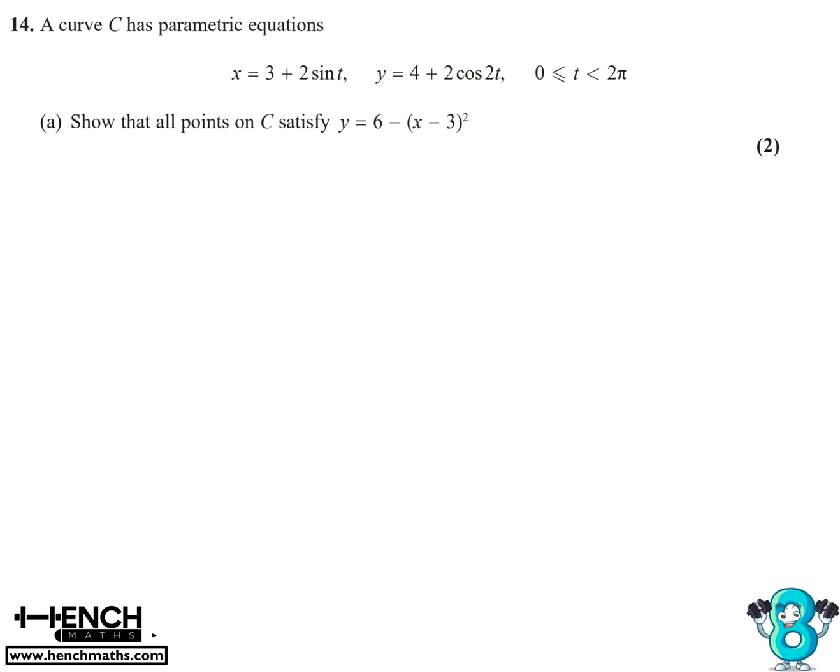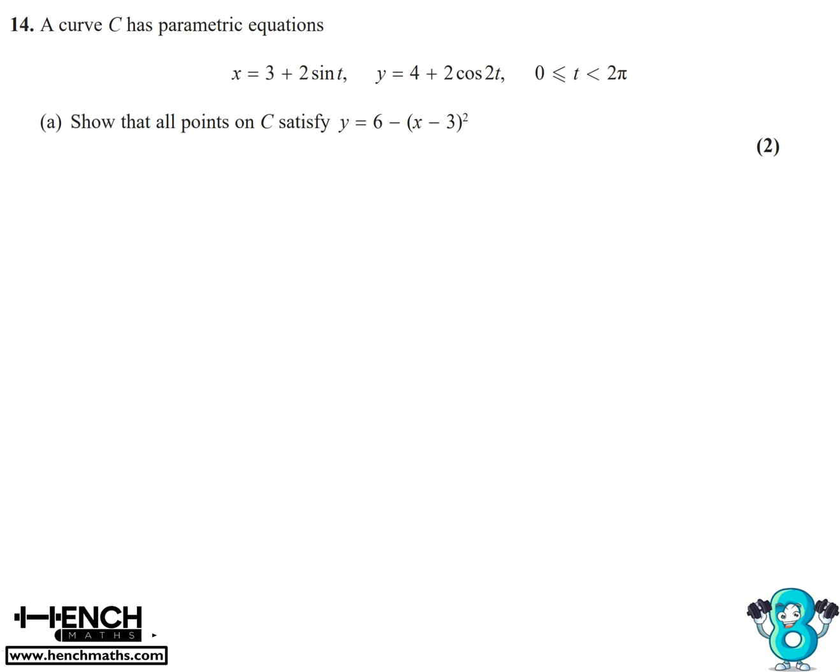Question 14. A curve C has parametric equations x equals 3 plus 2 sin t and y equals 4 plus 2 cos 2t, where t is greater than or equal to 0 but less than 2π. Part A asks us to show that all points on C satisfy y equals 6 minus (x minus 3) squared.